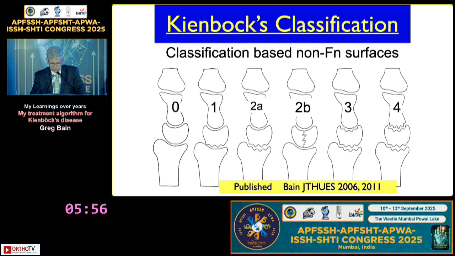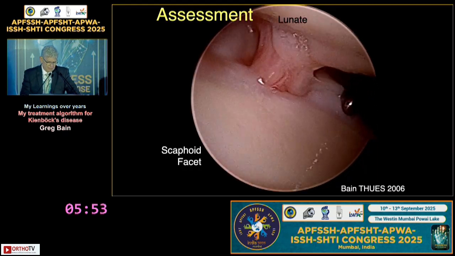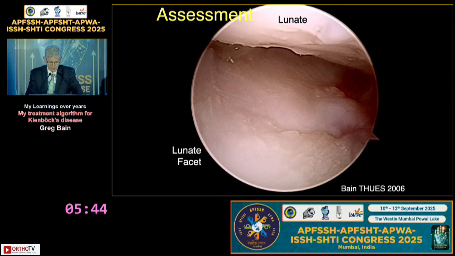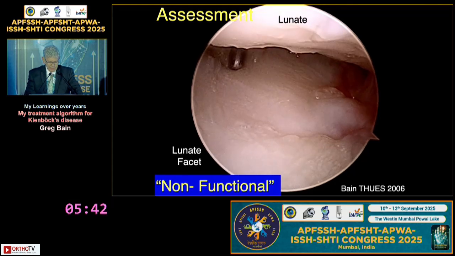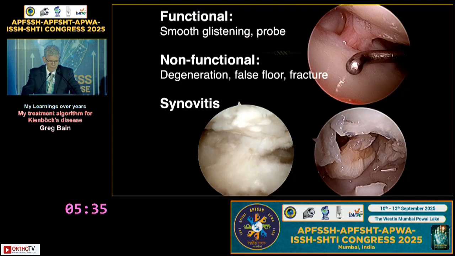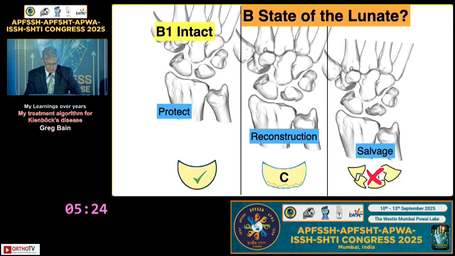So what we identified with this was that if we looked at this articular surface of the lunate and the lunate facet, it's smooth, it's glistening, and in this case we would refer to this as a functional articulation. In contrast, this example here, you can see it's ulcerated and it's irregular, so this would be a non-functional articular surface. We found that all patients had synovitis, so that may be of some value in diagnosis, but it's not of value in grading the degenerative changes or the changes in the carpus.